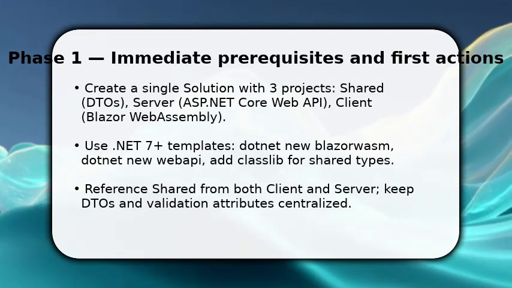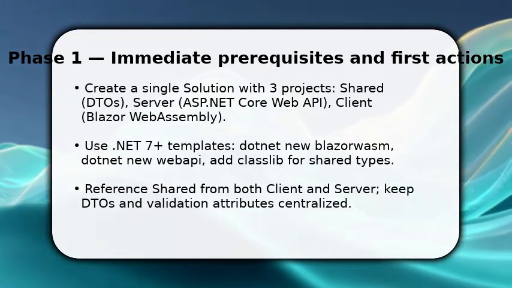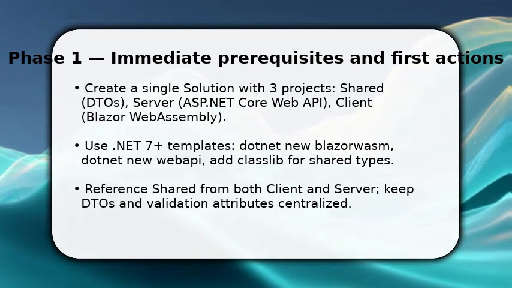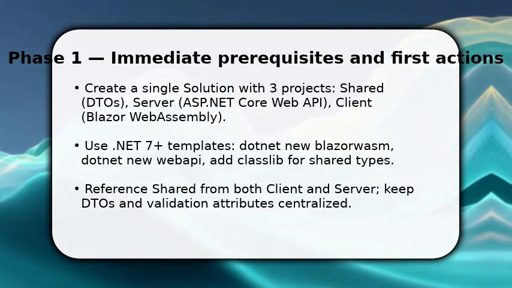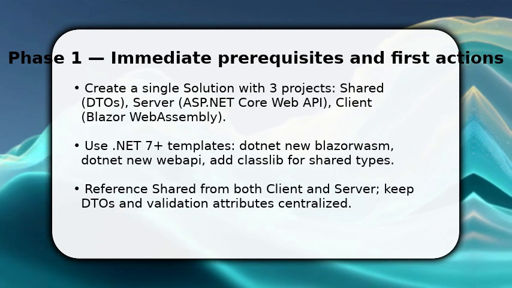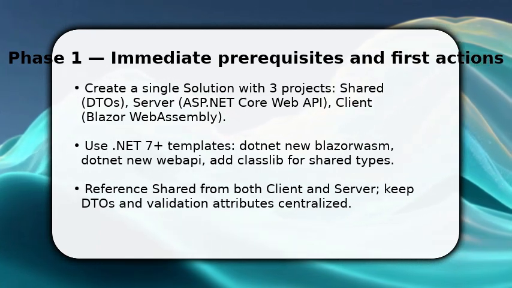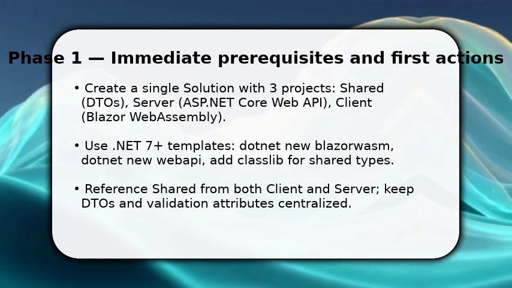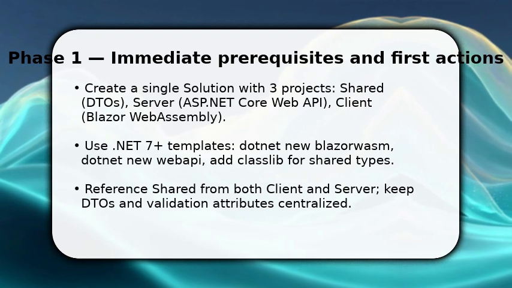You start by creating one solution that enforces a single language flow. Shared DTO project, server as ASP.NET Core Web API, and Blazor WebAssembly Client. Once created, add project references so the client and server share models and validation attributes, which eliminates mapping drift.